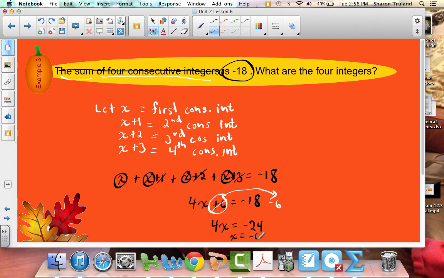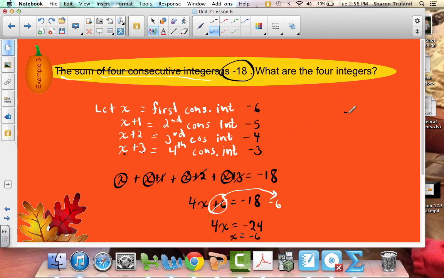Careful, negative 6. So my first consecutive integer was negative 6. Careful now, when I add 1 onto negative 6, I get negative 5, not negative 7. When I add 2 onto my x, 2 onto negative 6 is negative 4. And when I add 3 onto that x, I get negative 3.